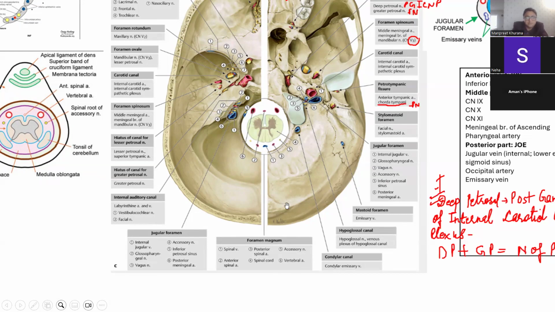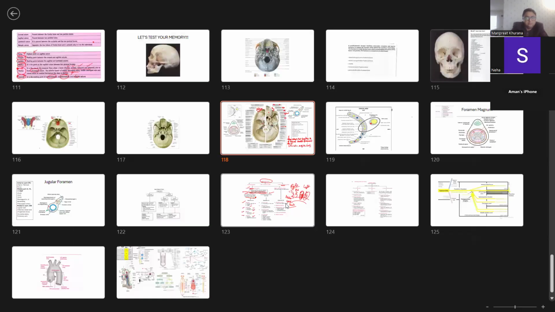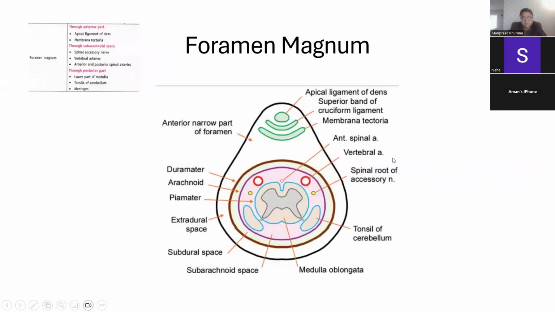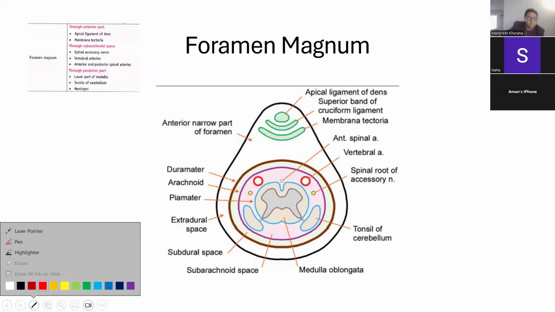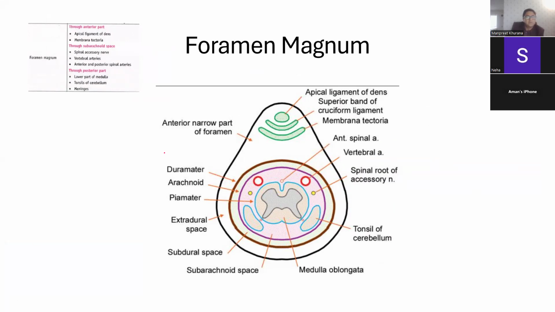Let me show the foramen magnum in detail. Now, this is the foramen magnum. The structures passing through the foramen magnum are divided into three parts. We have the anterior part, the subarachnoid space, and then the posterior part. In the anterior part, we have the apical ligament of the dens.